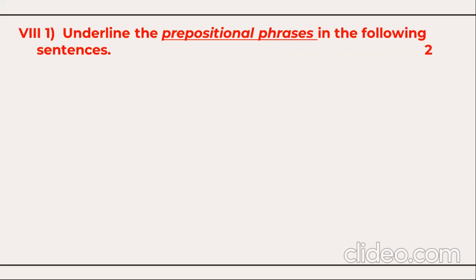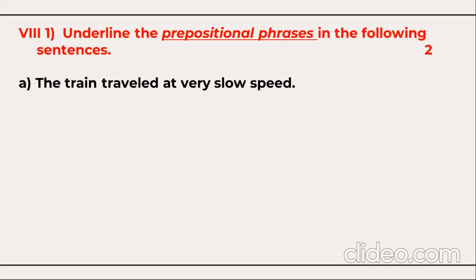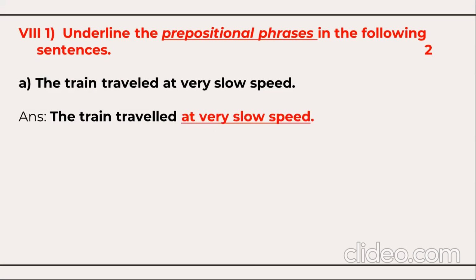Underline the prepositional phrases in the following sentences, and you'll be given 2 phrases. You need to underline 2 phrases. That's for 2 marks. So here: the train traveled at very slow speed. In this sentence you have to find the preposition. Which preposition can you see here? At. The train traveled at very slow speed. So which is the prepositional phrase here? At very slow speed, because of the preposition at.